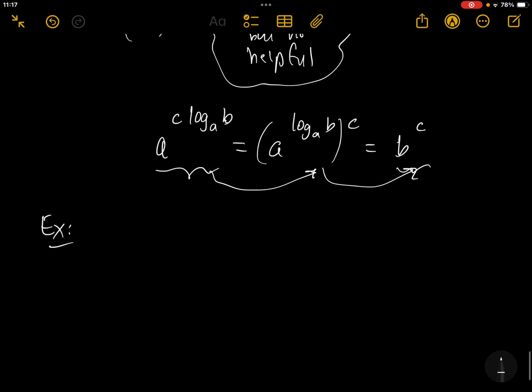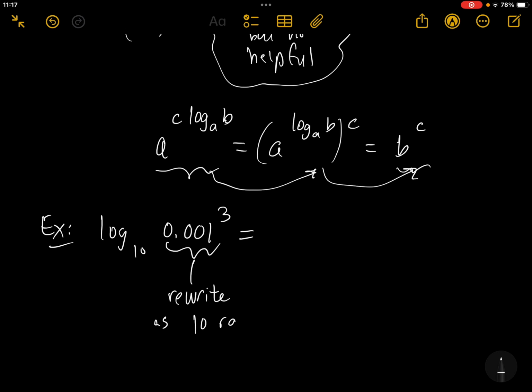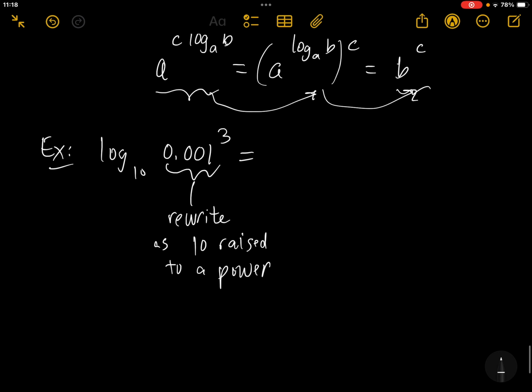How about log sub 10 of 0.001 cubed? Again, let's try doing this without figuring out 0.001 cubed. I want to rewrite 0.001 cubed as 10 raised to a power, because then I can use my log property. Let's do that on the side. So 0.001, that's 10 raised to what power?